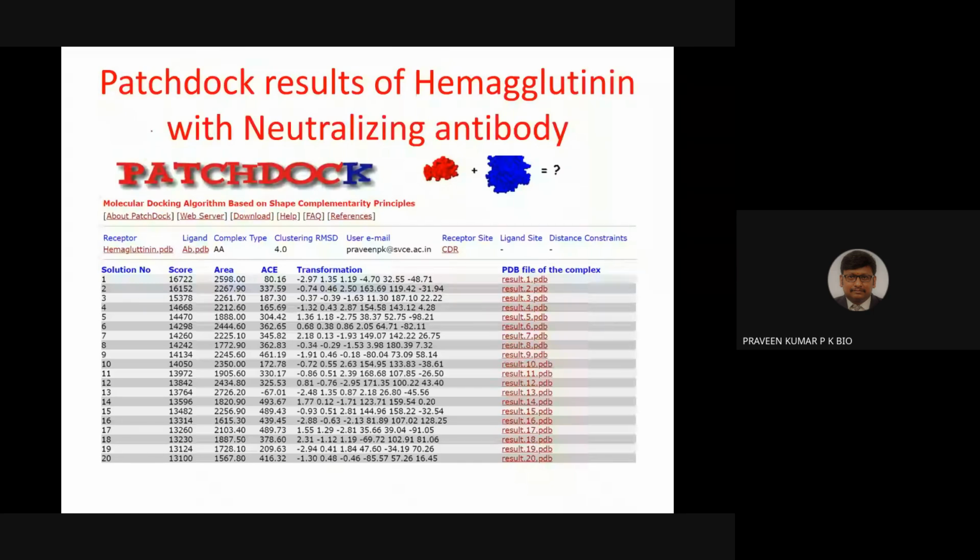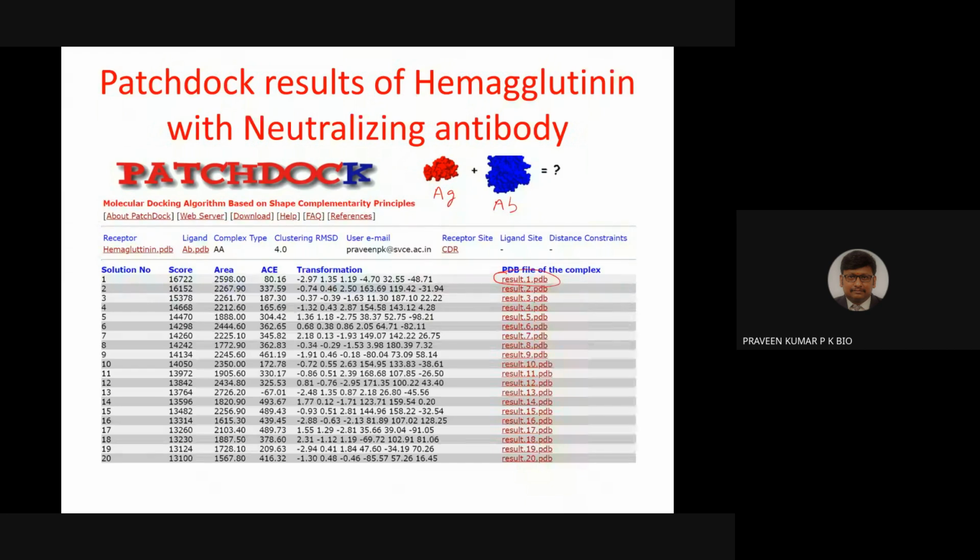Now let me take you to PatchDock. What do you mean by PatchDock? This is a protein docking server. So simply you have to give an antigen and antibody as input. If you provide these as inputs, we get the results of the generated conformers, with the X, Y, Z directions. Whatever results we got, the top one is the best conformer, no doubt in it.